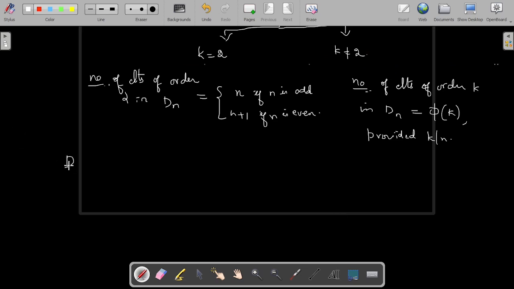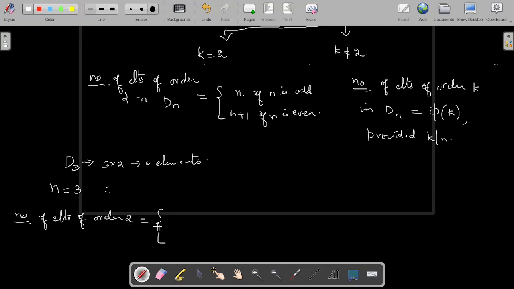Let us consider D3, the dihedral group of order 6. There are 6 elements. D3 it is. So, 3 into 2, 6 elements are there in D3. Now, you have to find out, here n equal to 3. Therefore, two possibilities, k equal to 2 and k not equal to 2. So, the number of elements of order 2: here the n value is 3, it is odd, therefore as per the formula it is equal to 3. There are 3 elements of order 2.